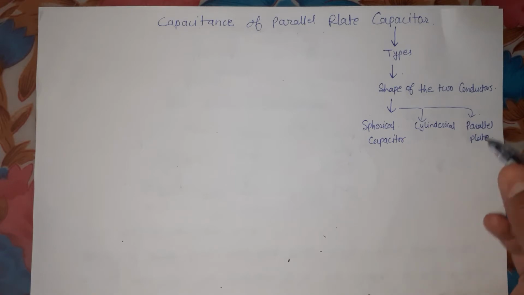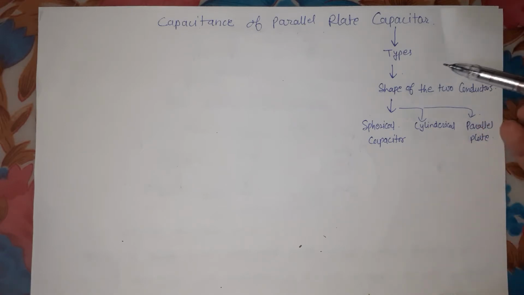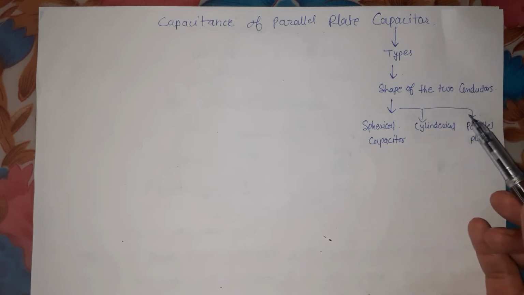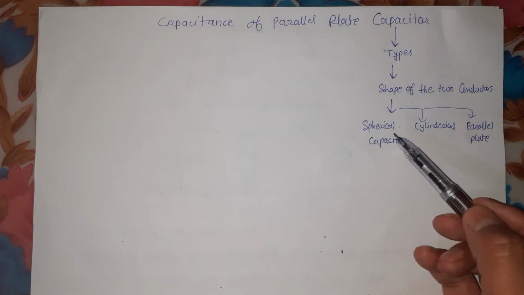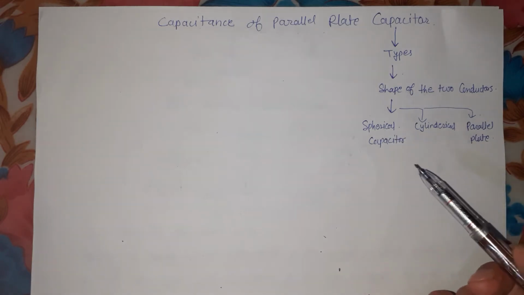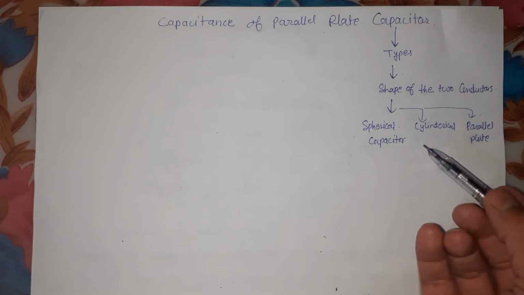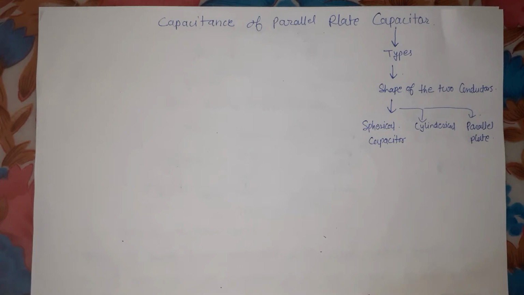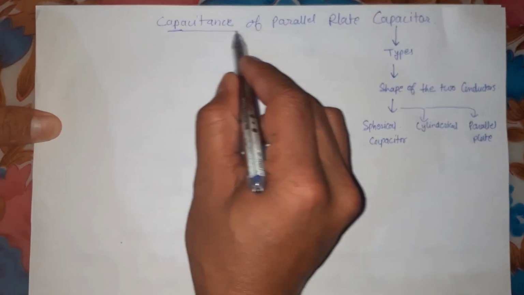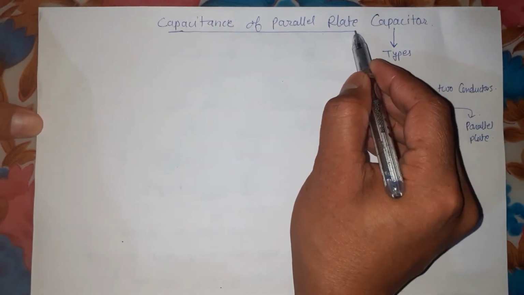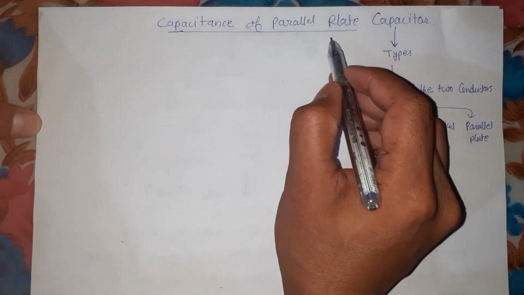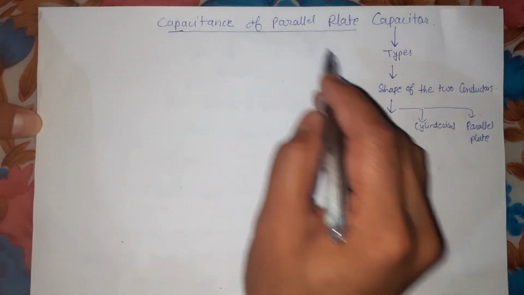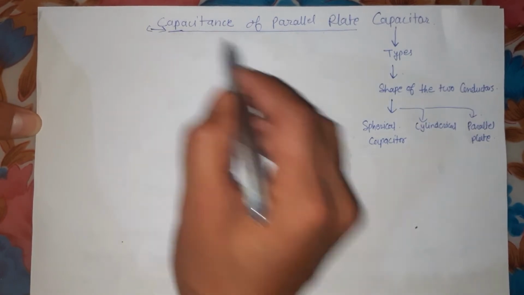So what we said over here is that these capacitors are of different types and that depends on the shape of the two conductors which are used in it. Therefore, if they are spherical, it becomes a spherical capacitor, if they are cylindrical, it is a cylindrical capacitor, and if they are in the form of plates, then it becomes a parallel plate capacitor. Over here we are going to start, student, with the parallel plate, because our syllabus is going to cover this parallel plate capacitor. So what will be the capacitance of this parallel plate capacitor?